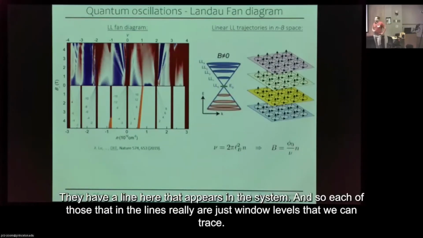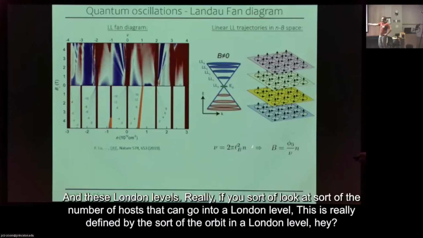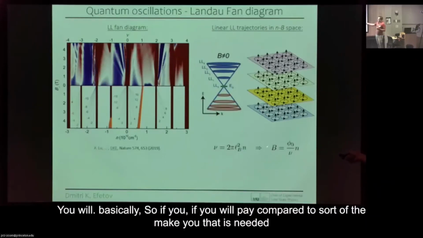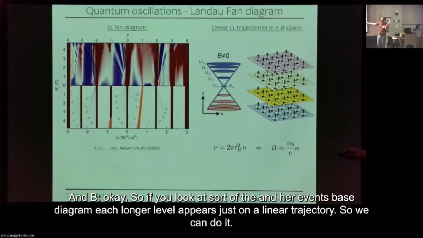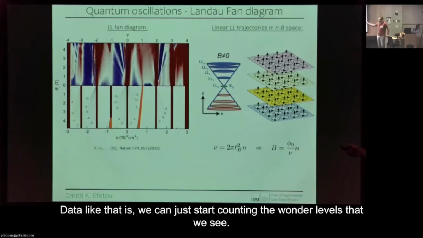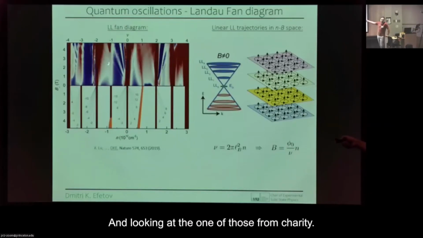And if you look at the filling of these Landau levels, the number of electrons that can go into a Landau level is defined by the orbit in a Landau level. And if you compare it to the magnetic field that is needed to create these Landau level orbits, you will find that each Landau level is exactly linear in the n and B phase diagram. So if you look at the B and carrier density phase diagram, each Landau level appears on a linear trajectory. So what we can do with data like that is start counting the Landau levels that we see.